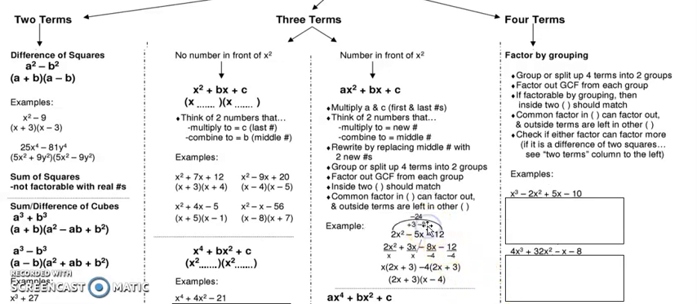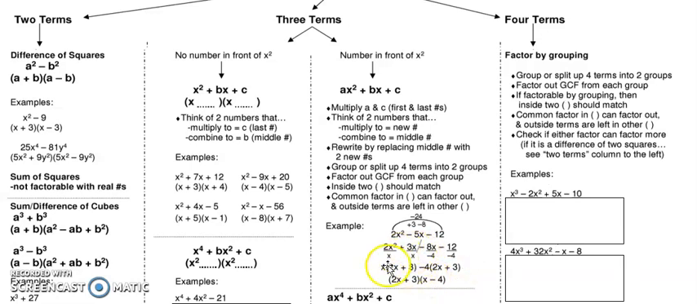So with your a times c method, these are your results. You've got negative 24 that you're trying to find factors of, and those 2 factors would be positive 3 and negative 8 that should give you that negative 5. You split up the middle term using those 2 new factors. So we've got 2x squared plus 3x minus 8x minus 12. And then you'll take out a GCF on both of the pairs.